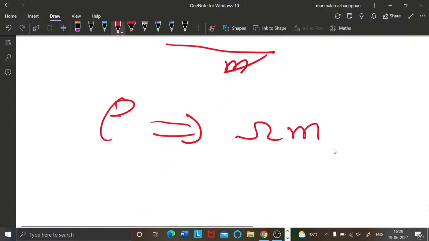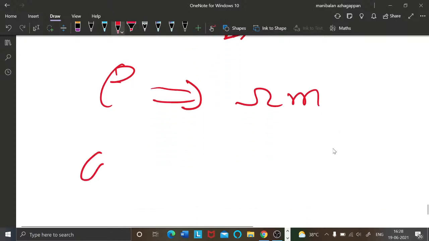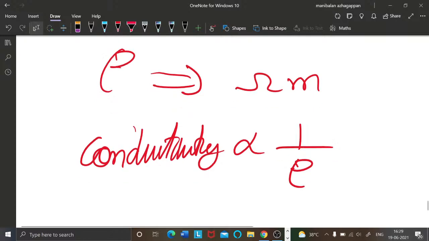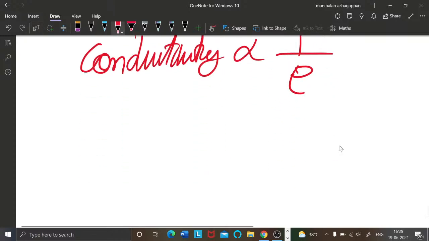What about conductivity? Conductivity is inversely proportional to resistivity, so it is the opposite of resistivity. Conductance is inversely proportional to resistance. Conductivity is inversely proportional to resistivity. So, the unit of conductivity.